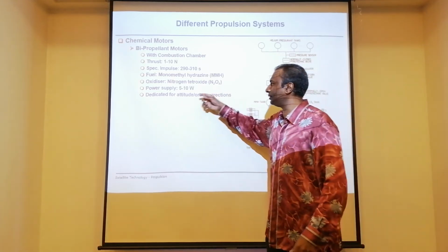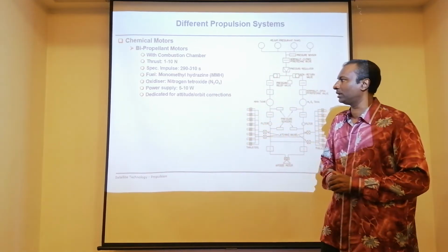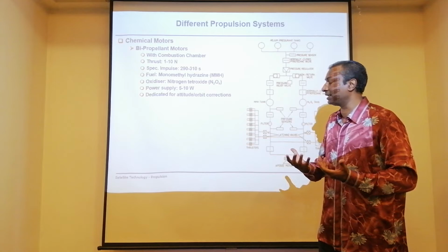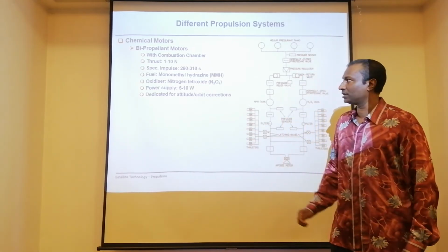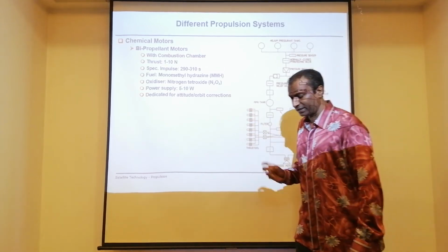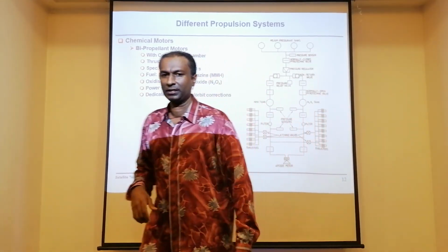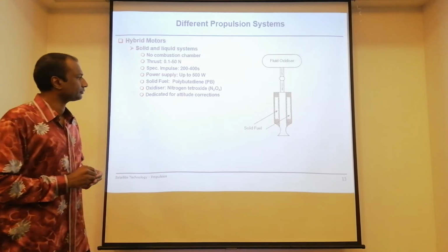Okay. Then you need the power, 5 to 10 watt. Why? To heat up the fuel, heat up the actual burning process. Dedicated for attitude or orbit correction. Now, this bipropellant is very common. Very common in satellites. Go on.